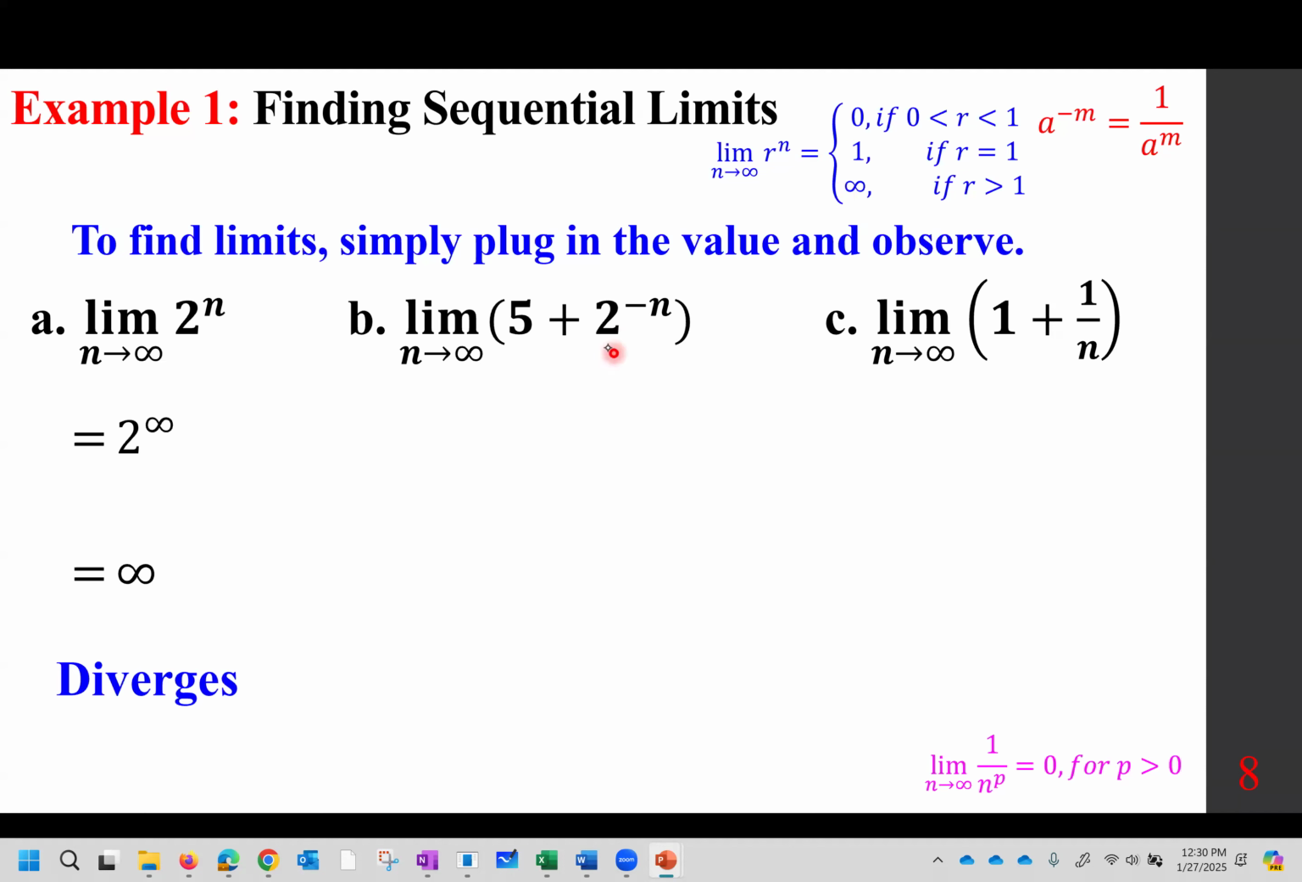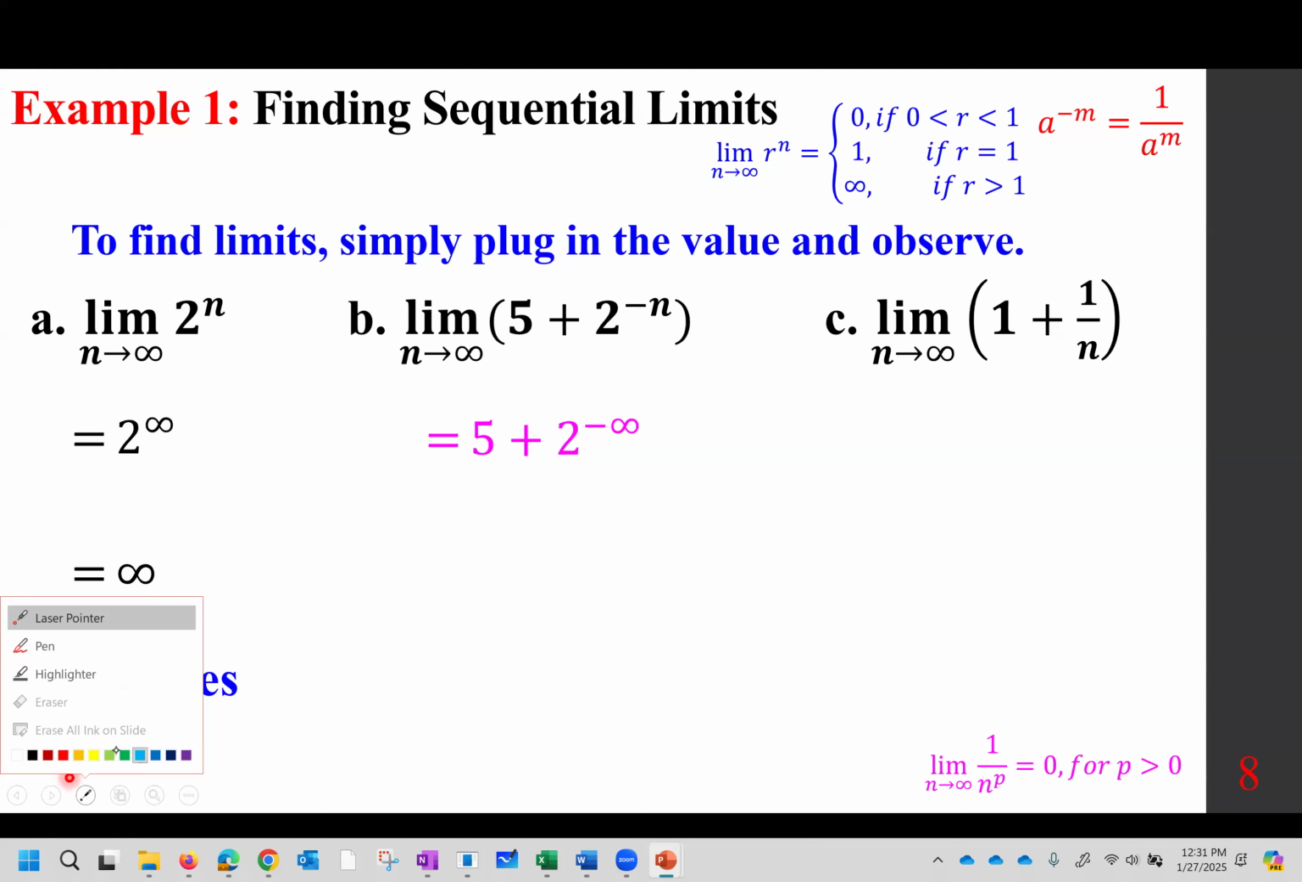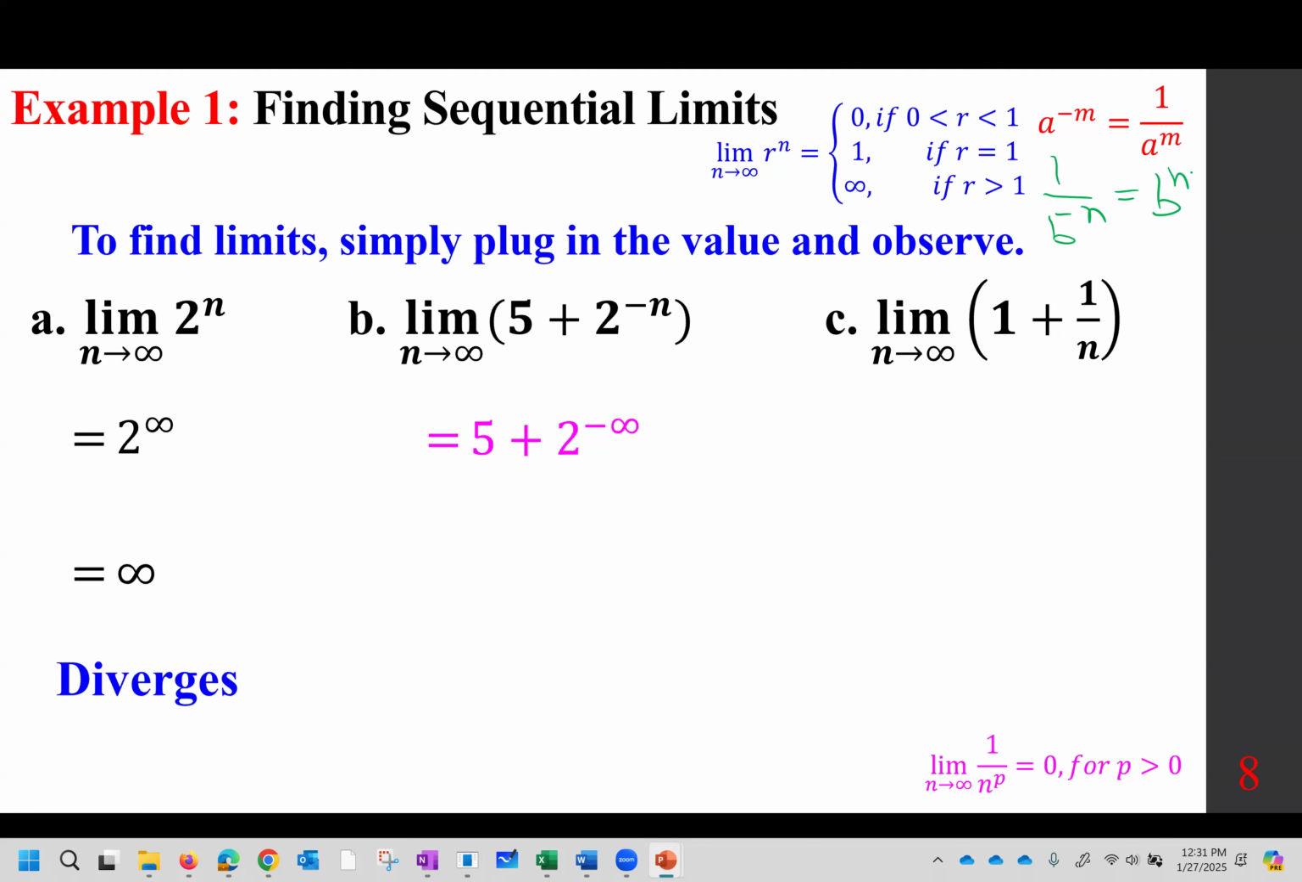What about this one? Let's plug in 2 to the power of negative infinity. According to exponential rules, a to the power of minus m is 1 over a to the power of m. I hope you remember that from algebra. If you have a negative exponent, you just move it. For example, 1 over b to the power of negative n is the same as b to the power of n. So if you have a negative exponent, you just move it.